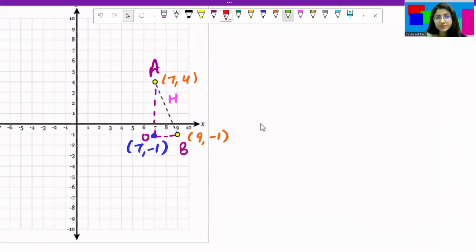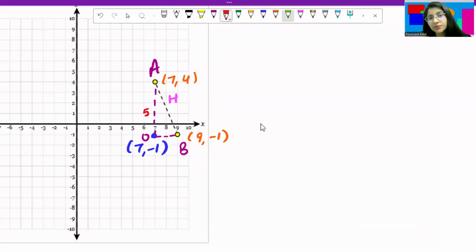6. Yeah. So we just count the blocks 1, 2, 3, 4. Oh, how is it 6 then? Oh, did I count it wrong? Oh, I counted it wrong. Wait. Yeah, I did. It's 5. So the distance between them is 5.